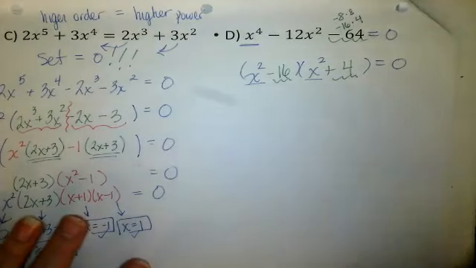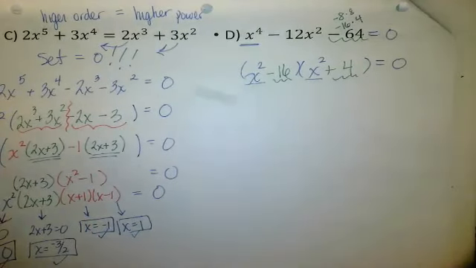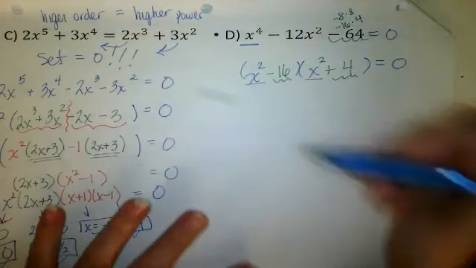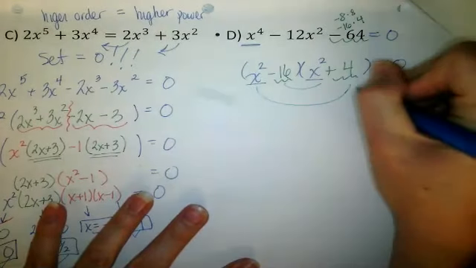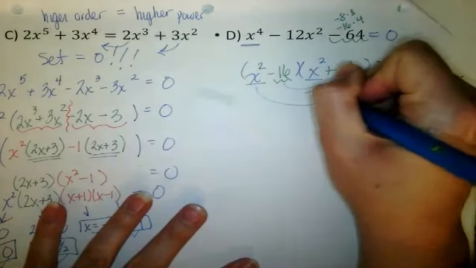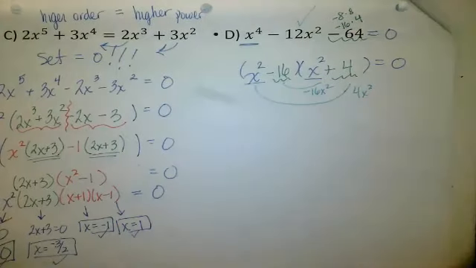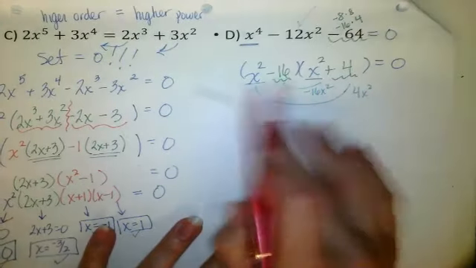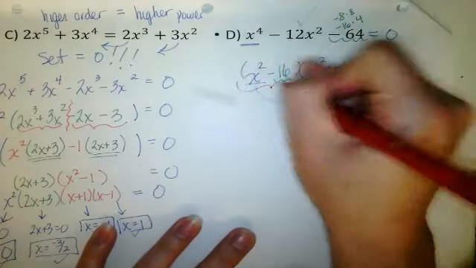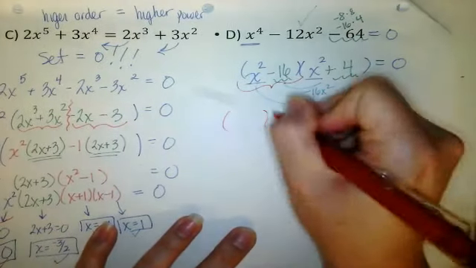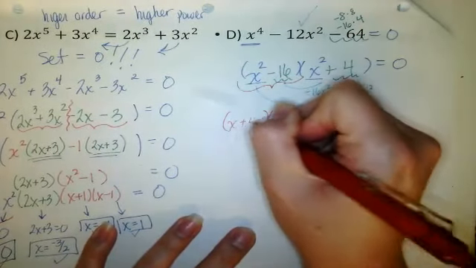All right. How do you know if you did it right? Check the rainbow. I'm just going to check really fast. 4x squared and -16x squared gives me my -12x squared. So I know I did it right. What can we do with x squared minus 16? X plus 4, x minus 4.